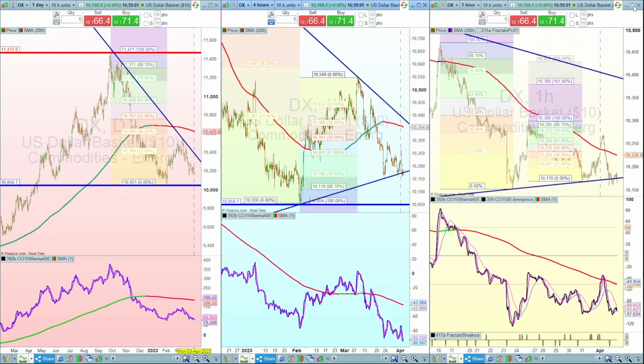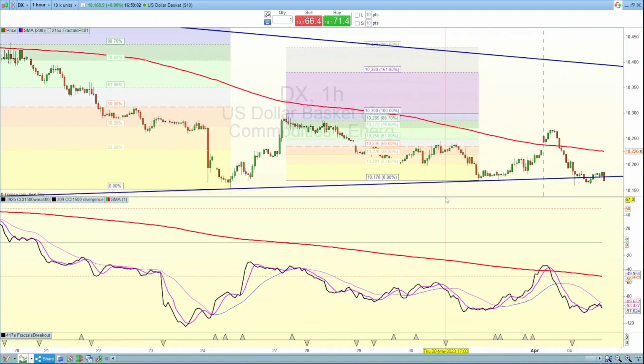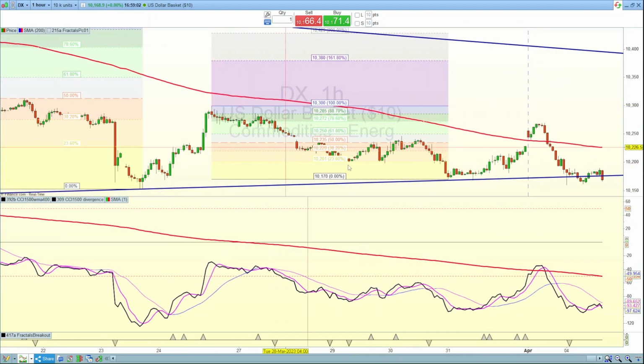And zooming in closer on the hourly chart, again zooming in a lot closer, we can see this little time range there. It actually punched through the 61% with a bit of a false break, but notice on the CCI 1500 it has a bit of a false break there as well, but the moving average itself is in a continuous decline. So again, you would not have taken long trades.